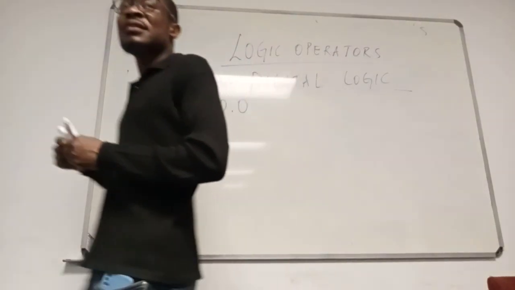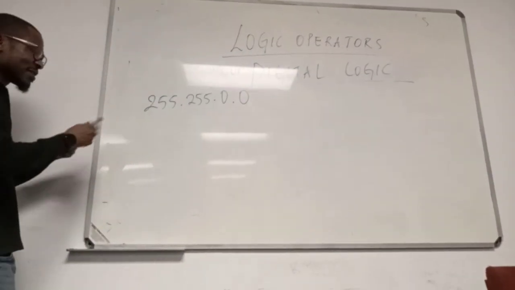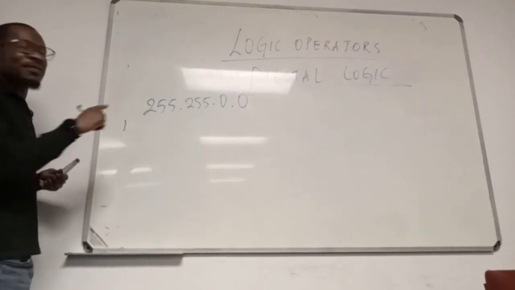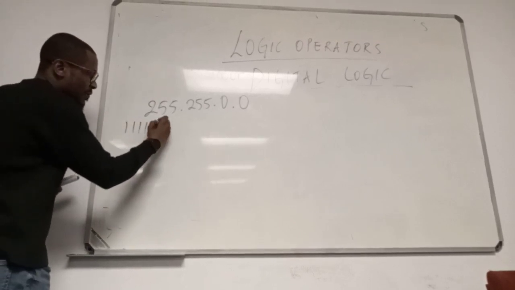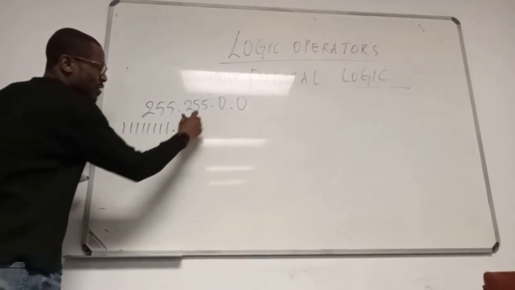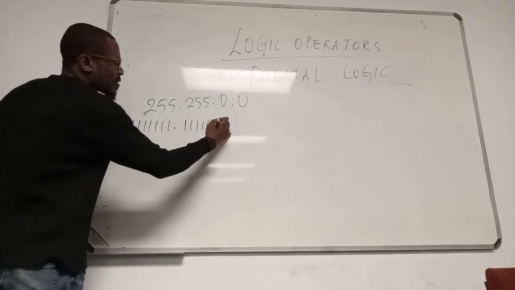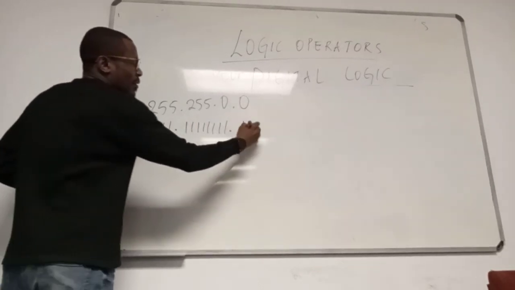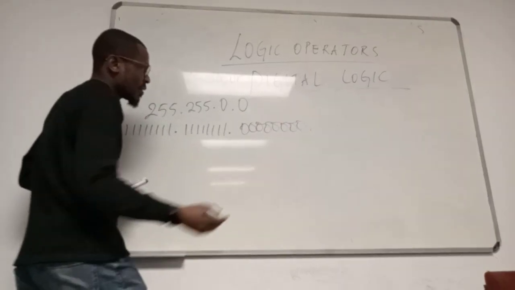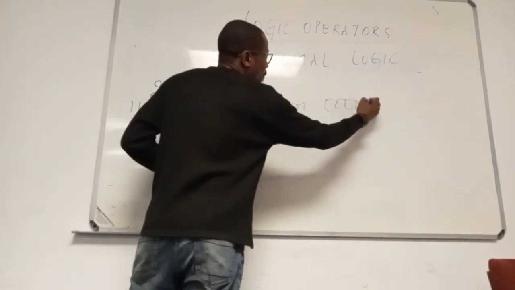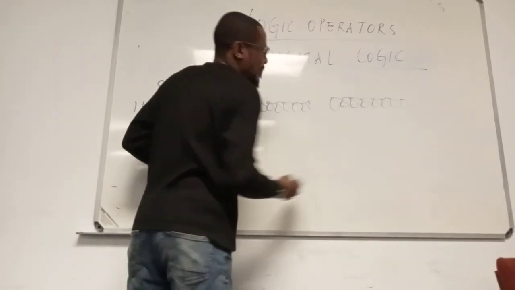But you must know that 255 is what? 8 ones. One octet is 8 bits: 1, 2, 3, 4, 5, 6, 7, 8. Dot. Again 1, 2, 3, 4, 5, 6, 7, 8. 1, 2, 3, 4, 5, 6, 7, 8. 1, 2, 3, 4, 5, 6, 7, 8.